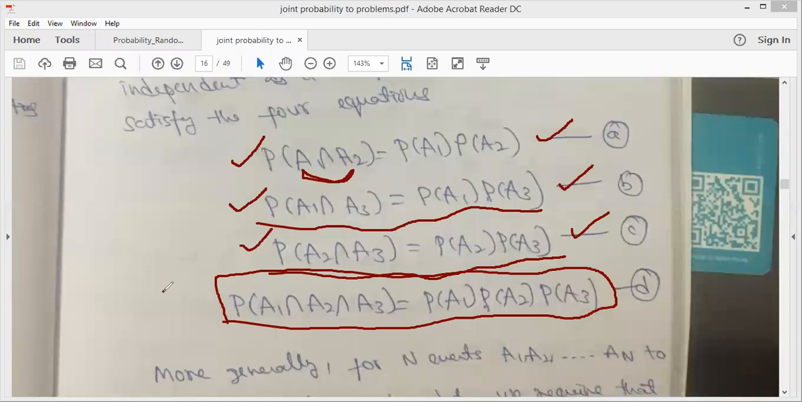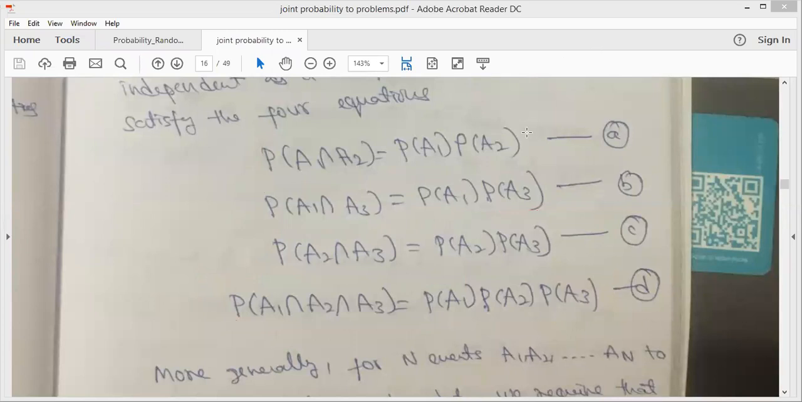Whereas the last equation checks the independence by triplet. Here probability of A1 intersection A2 intersection A3 is equal to probability of A1 into probability of A2 into probability of A3. If these four conditions are satisfied, then we say that these events A1, A2, A3 are independent. That is why, if we have more than two events, we have to check the independence by pairs as well as triples.